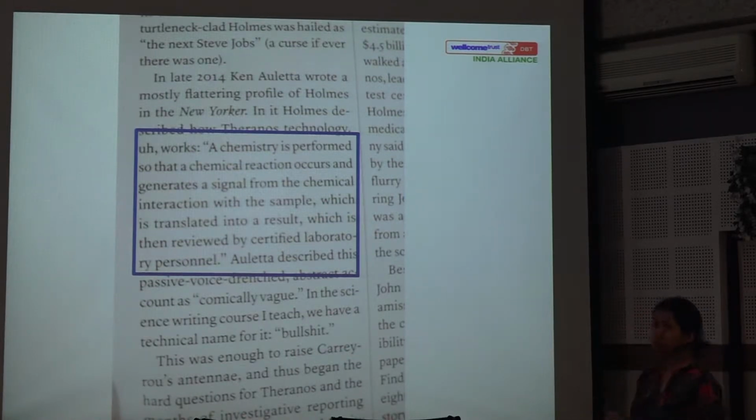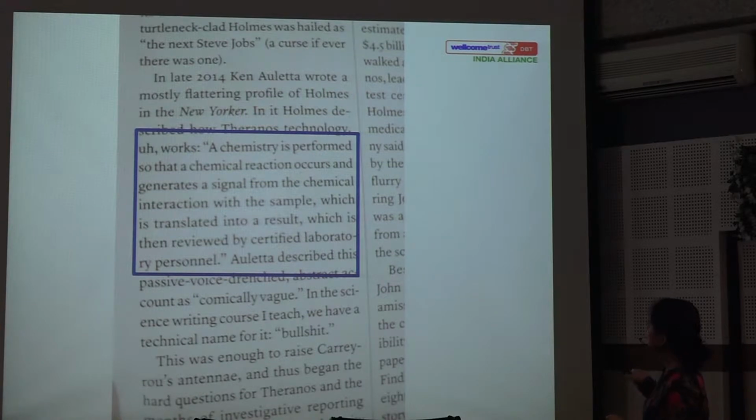But when she was asked about what is your technology about, how does it work? I mean, tell us something about your technology. She would always be very, very secretive. So once her interview came in the New York Times, in the New Yorker, when the reporter asked her about her technology, this is what she said.